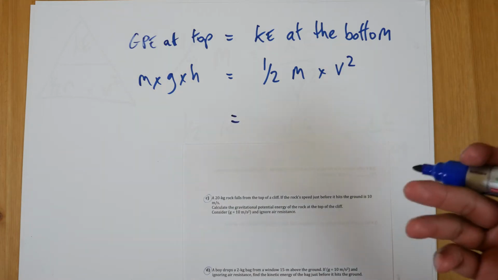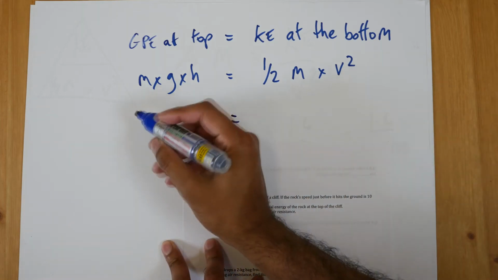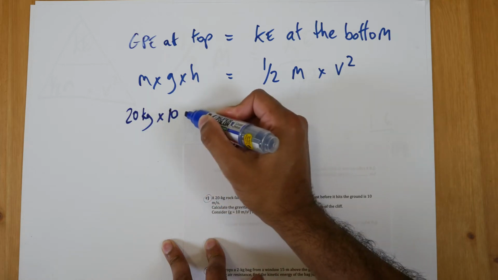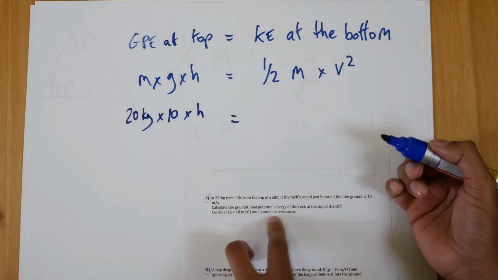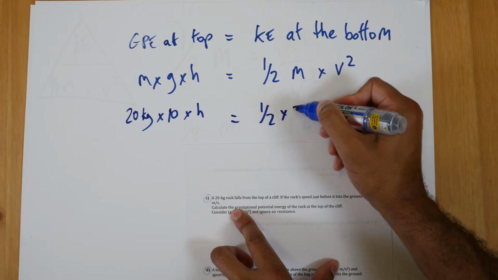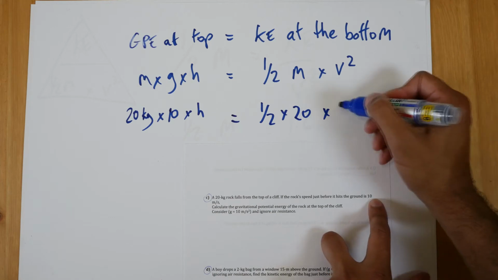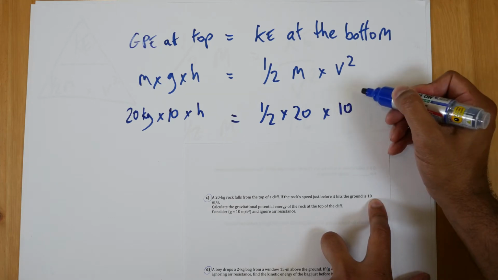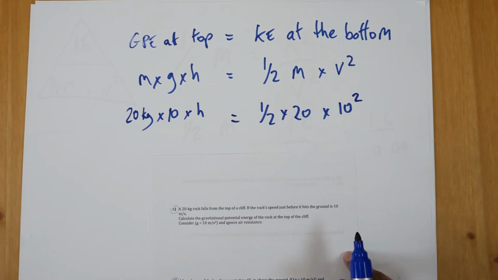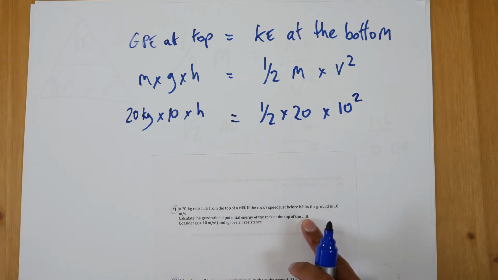So let's just punch in the numbers and let's just see what we've got. So we've got 20 kilograms over here, okay, times G, which is 10, times the height. We don't know what the height is, okay, just says from the top of a cliff. We've got half of the mass, so it's half times 20, and we've got the velocity. Fantastic. This is going to be easy, right? It's going to be 10 squared over here. Now, what they're saying is calculate the GPE of the rock at the top of the cliff.